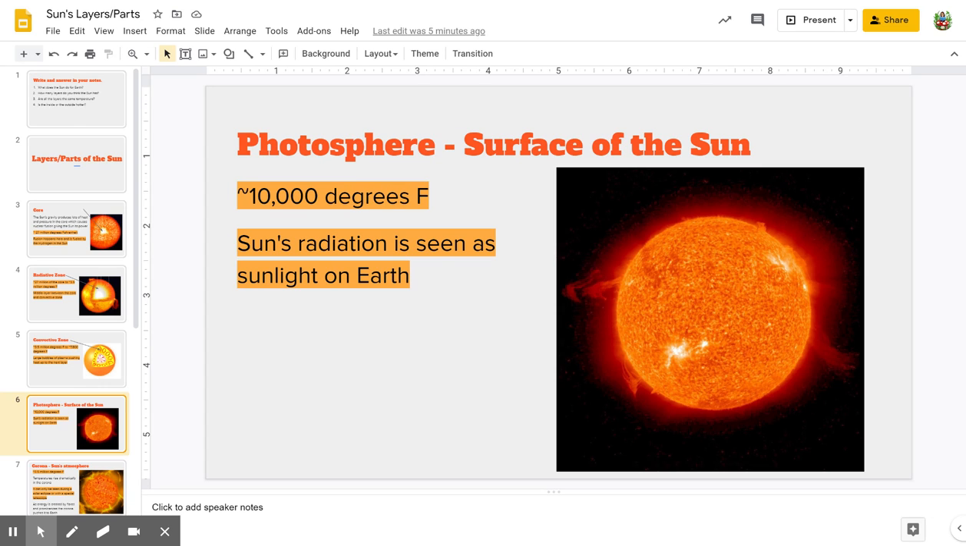Photo means light. You have to have light to take a photograph. So photo means light, and that's where the light of the sun comes from, is from the photosphere. Now this is around 10,000 degrees Fahrenheit, so it's a lot cooler than the center of the sun.